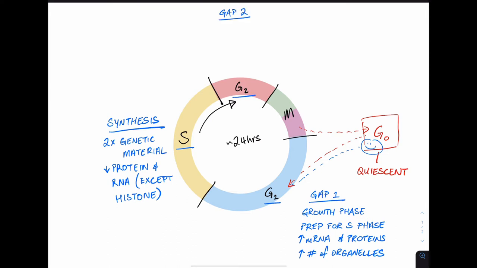After the exact replication of the cell's genetic material, the cell then enters a second gap phase, gap 2. Again, this is a growth phase. During this growth phase, the cell will increase protein synthesis and undergo rapid cell growth to prepare itself for mitosis.